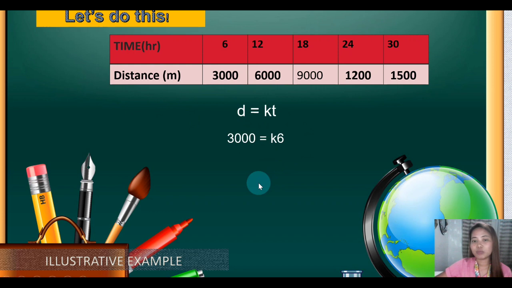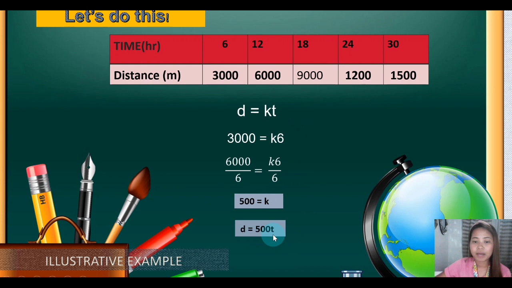In order to find the value of k, all you need to do is to divide both sides by 6 in order to cancel out this number. So 3,000 divided by 6 is equal to 500, and 6 divided by 6 is 1, an invisible 1. Therefore, 1 times k is equal to k. So now the value of our k will become 500. And now that you have the value of k, all you have to do is to substitute the value of k into the formula. Therefore, our equation of variation will become D is equal to 500t.